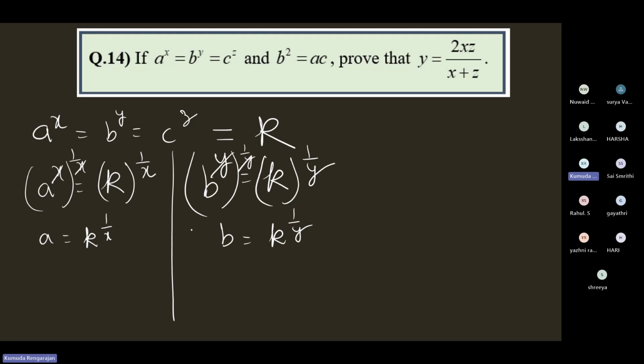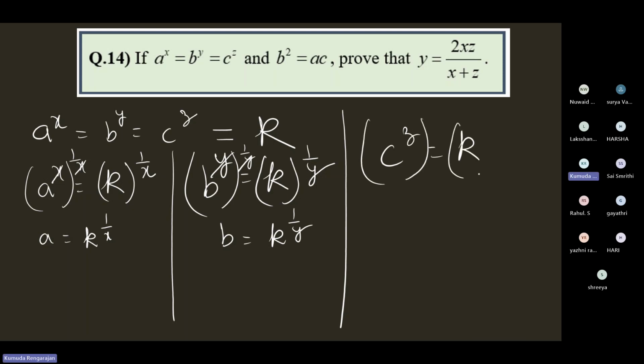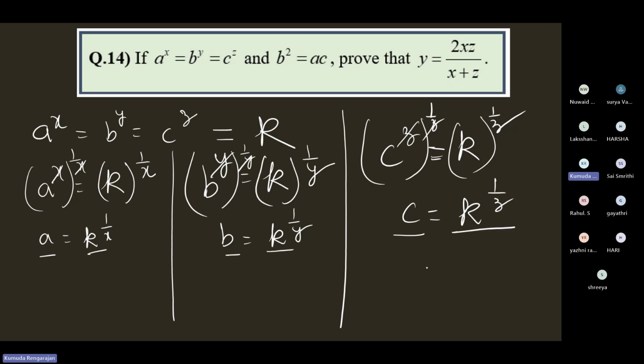We're getting the expressions for a, b. And now we're going to get for c. A is equal to k to the power 1 by x. B is equal to k to the power 1 by y. Everything we're getting in terms of k. Now c to the power z is equal to k. Raising both the sides to the power 1 by z. So z cancels. We have c is equal to k to the power 1 by z. So now what's the benefit of doing this step? We have a, b and c all in terms of k.